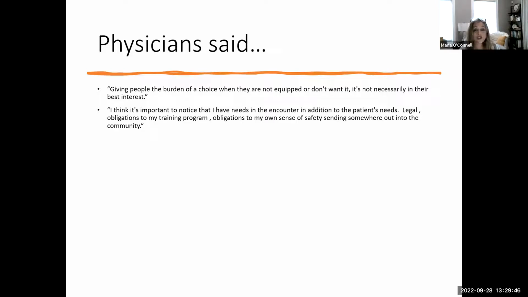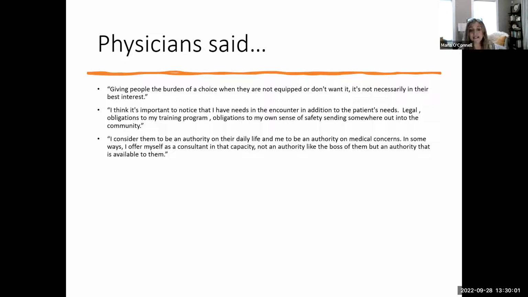I think it's important to notice that I also have needs in the encounter, in addition to the patient's needs. Legal obligations to my training program, obligations to my own sense of safety, sending someone out into the community. I consider them to be an authority on their daily life and me to be an authority on medical concerns. In some ways, I offer myself as a consultant in that capacity, not an authority like a boss of them, but an authority that is available to them.